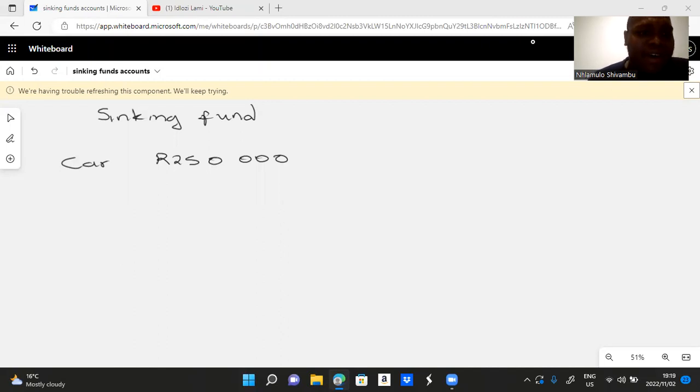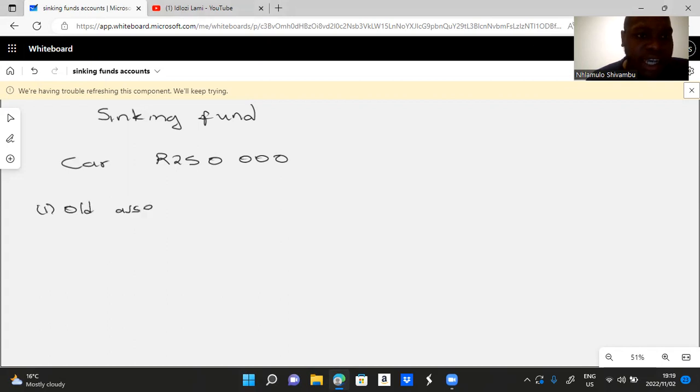So what happens in the sinking fund account is that you look at two assets. The first asset is the old asset. So we've got the old asset, which is the car that the company has already purchased, right? And also look at the new asset. So the new asset will be the asset that the company wishes to replace sometime in the future, right? So the old asset will always lose value with time. So we say that the old asset will depreciate.